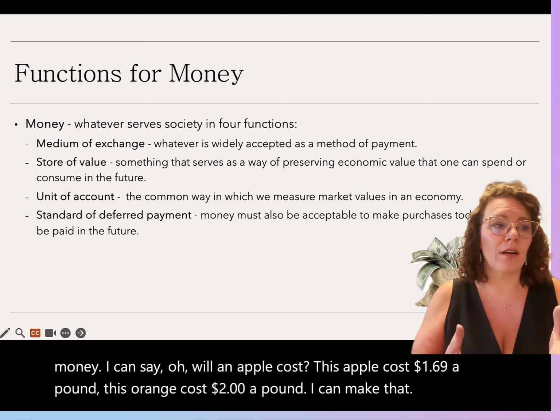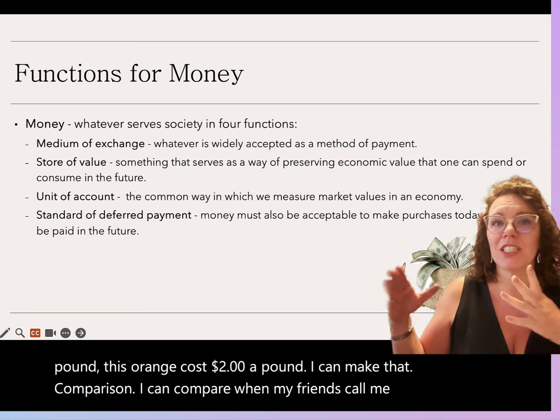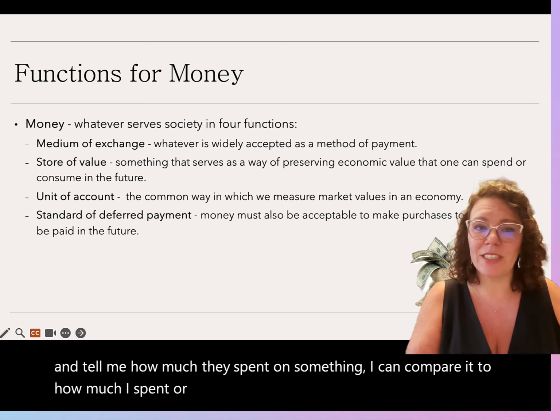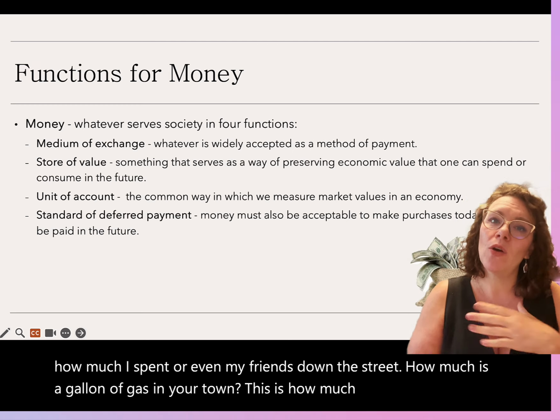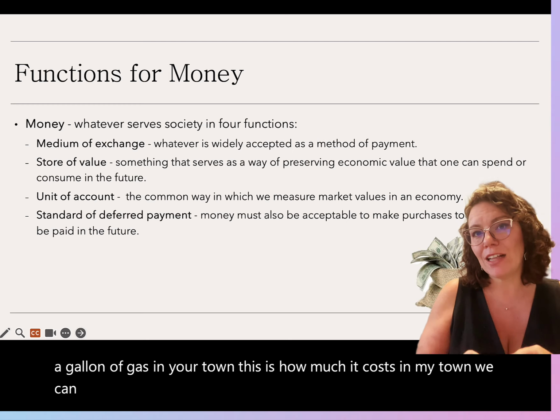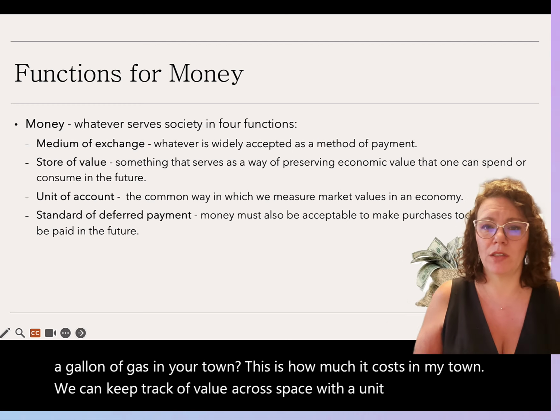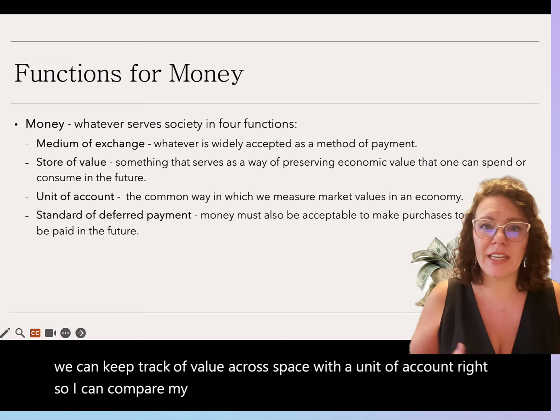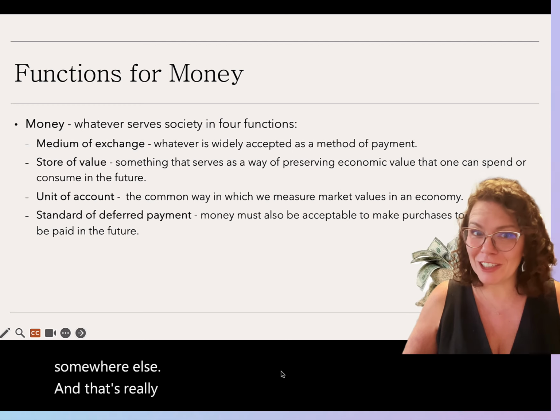I can compare when my friends call me from abroad and tell me how much they spent on something to how much I spent, or even my friends down the street. How much is a gallon of gas in your town? This is how much it costs in my town. We can keep track of value across space with a unit of account. So I can compare my wages, my cost of living here to somewhere else. That's a really useful function of money.